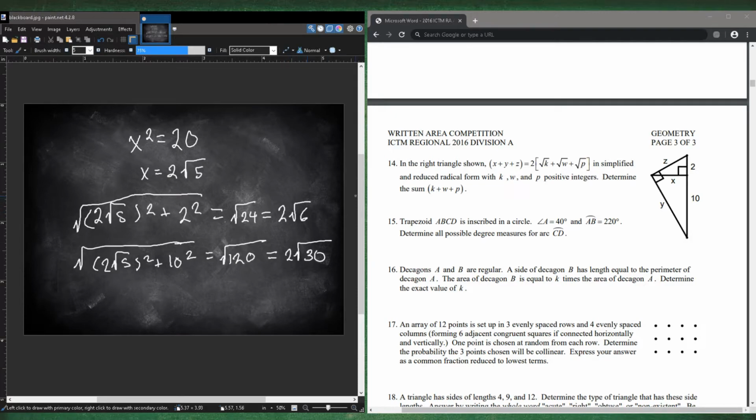So we had to add everything under the radicals. So 5 plus 6 plus 30, that's 41. So our answer for number 14 is 41.